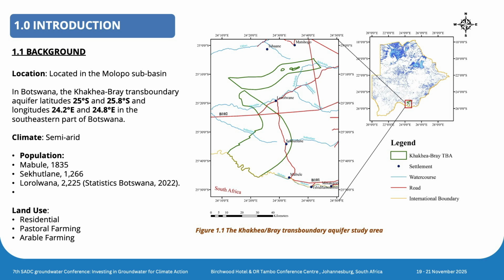So the Kakia Bray is located along the Molopo River, which forms the border with Botswana. It's found directly in the Molopo sub-basin. The rural communities in this area generally depend on groundwater as their main source of water, which is mainly used for domestic use and farming purposes, which are both arable and pastoral.